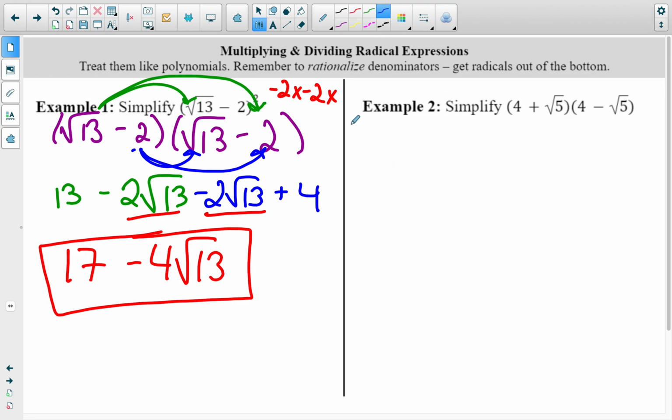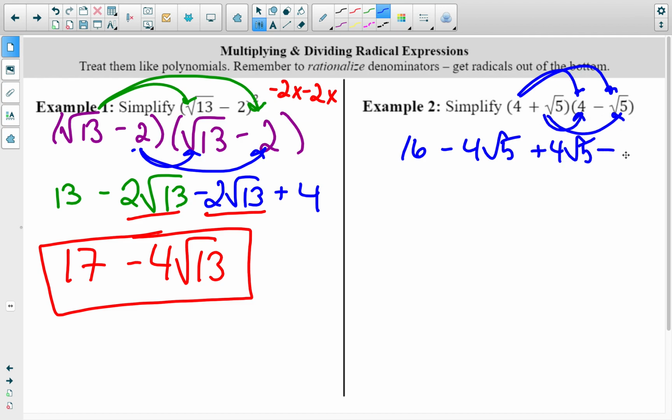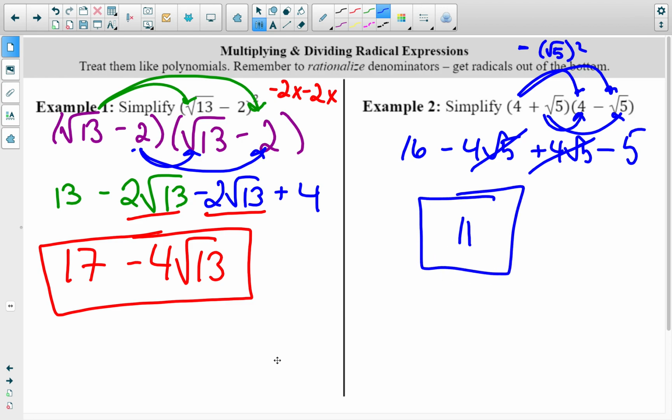All right, go ahead and try example 2. Hopefully you have ended up with something like this. 16 minus 4 root 5 plus 4 root 5 minus 5. All right, it's a minus because we end up with minus square root of 5 squared, which becomes a negative here. All right, and then negative 4 root 5 and plus 4 root 5, those are actually going to cancel out. So we really just end up with 11.